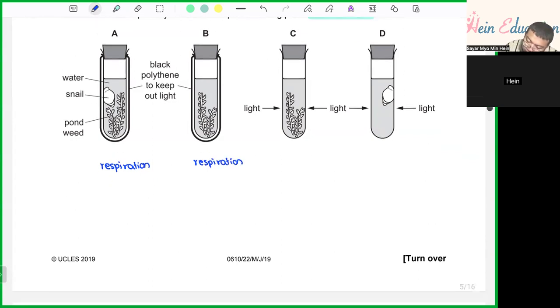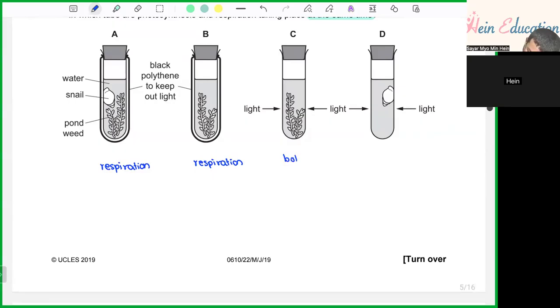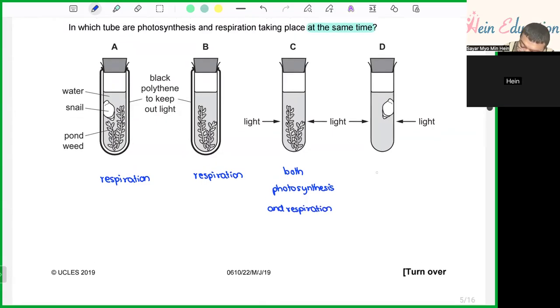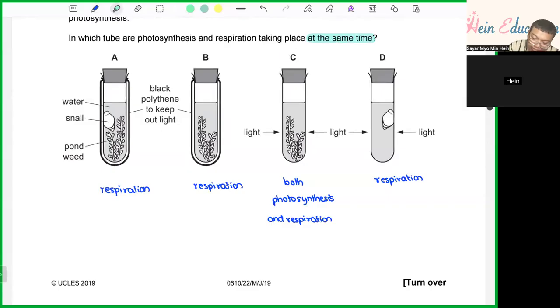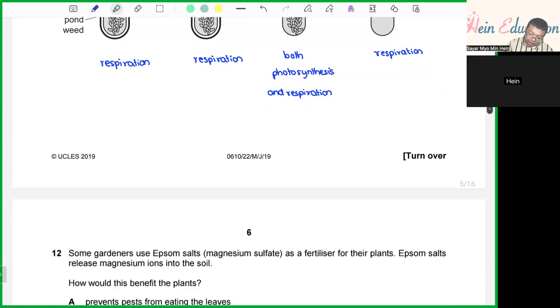For C, okay, it can be both photosynthesis and respiration, right? Because they get light, and plants can perform both respiration and photosynthesis. And for D, it's only snails, so it will be only respiration. So for this, the correct answer is C, right? Because it's both at the same time, the respiration and the photosynthesis. So the answer is C.